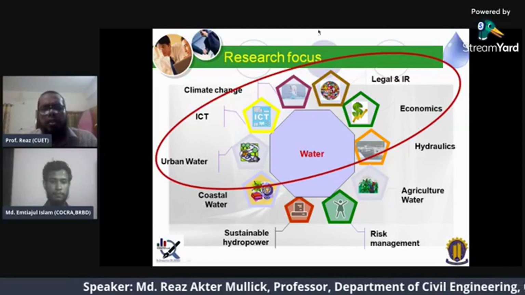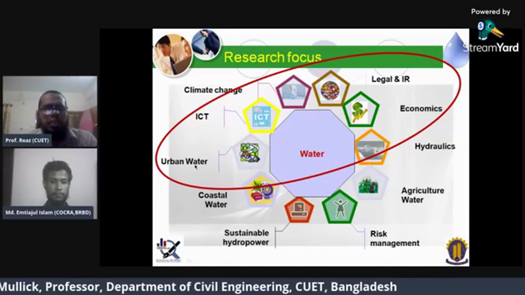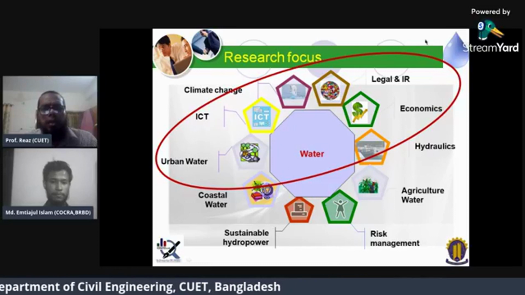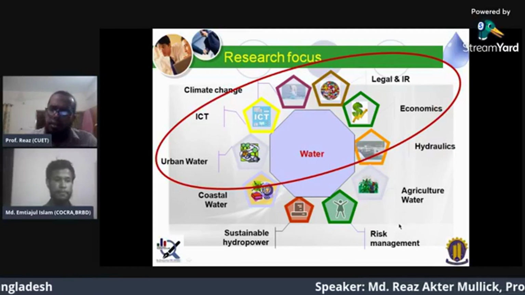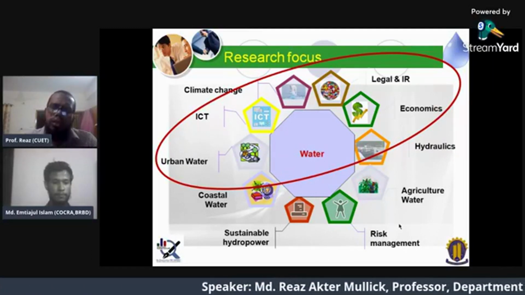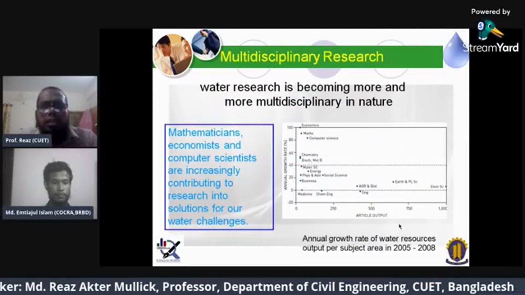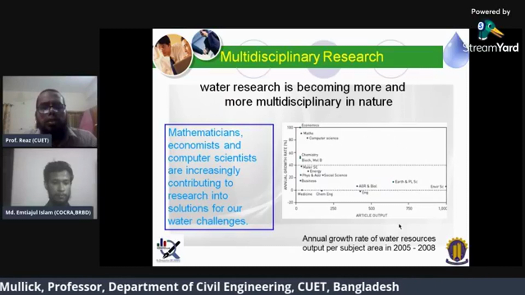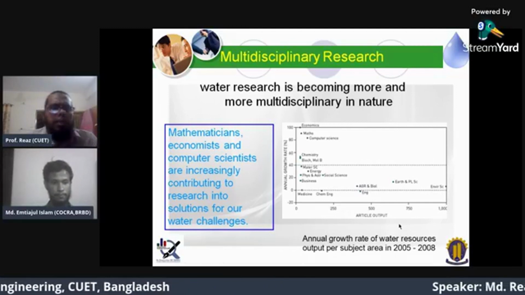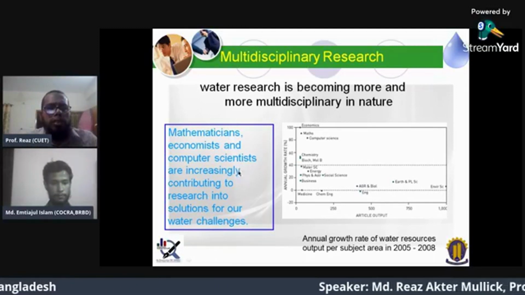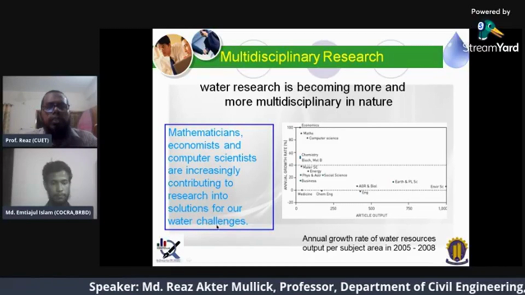So this part is a little bit modern, the state of the art part of the research, and the lower part is a little bit of the old part of the water resource researches. So water research, water resources research, whatever you say, is becoming more and more multidisciplinary in nature, and mathematics and economics and the computer scientists are increasingly contributing to research into the solution of the water challenges.